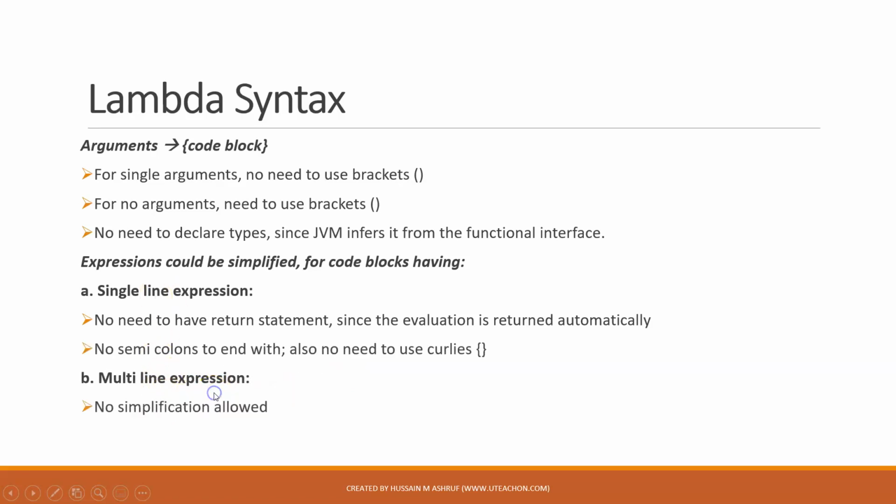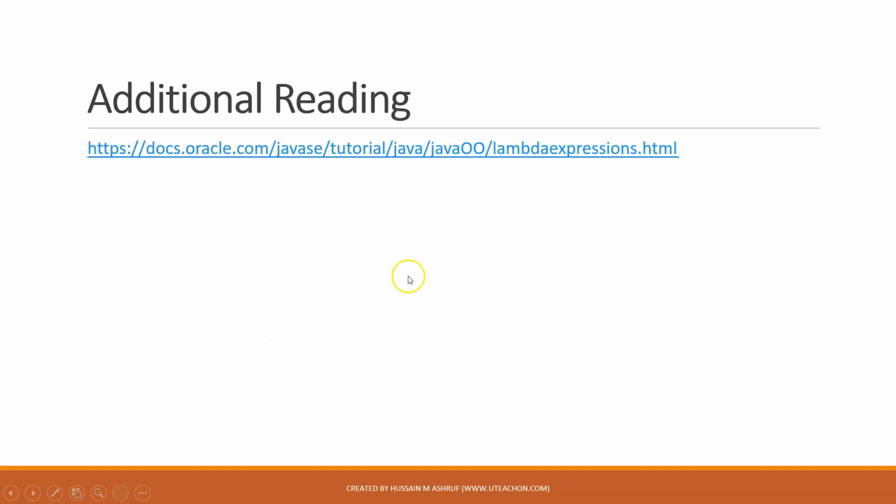For a multi-line expression, no simplification is allowed. For a single-line expression, no need to have a return statement since the evaluation is returned automatically, and no semicolons at the end, and also no need to use curly braces. For a multi-line expression, no simplification is allowed. Next one. I think we are almost reaching the end. This is just a reference link for additional reading, so if you have time, please go through it.